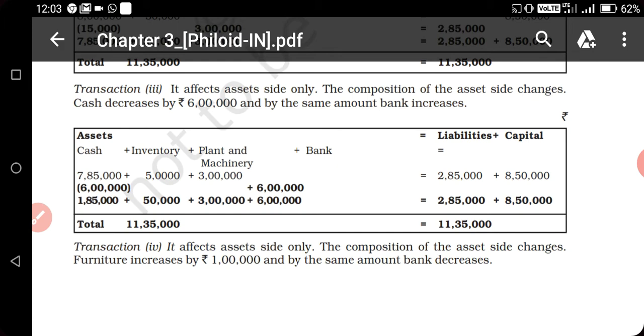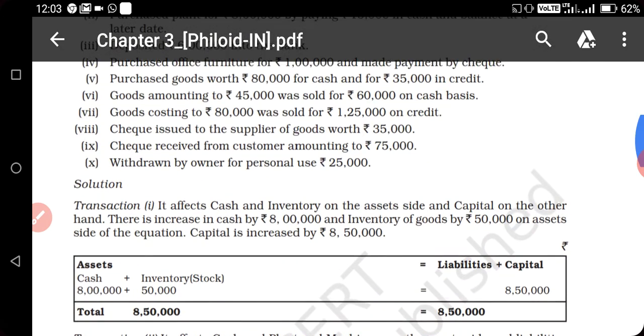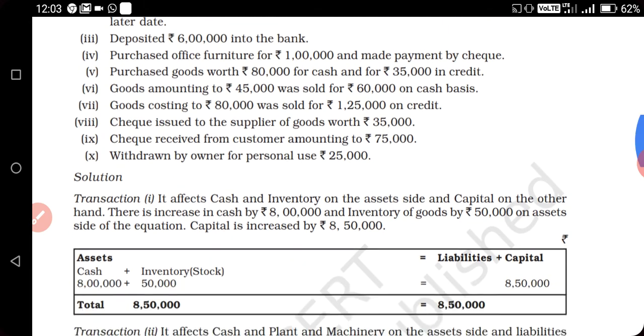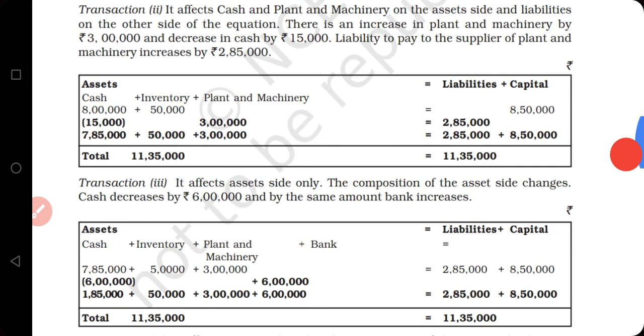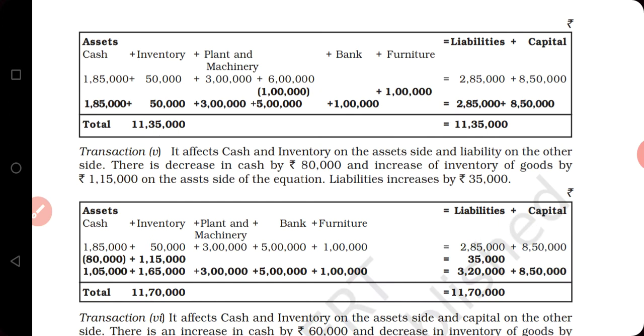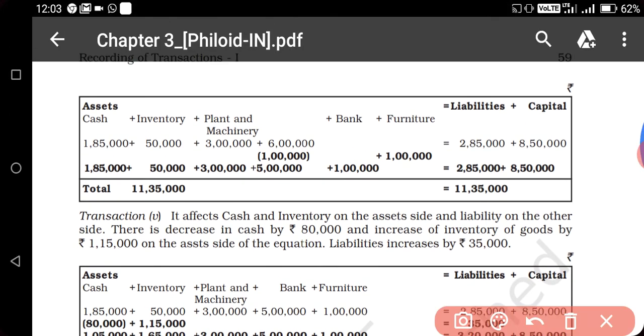Now transaction number 4. Purchased office furniture for rupees 1 lakh and made payment by check. So we have purchased the office furniture. So office furniture is the asset. So we will make another title under the asset, furniture. Under the furniture, we will write rupees 1 lakh because we have purchased furniture. That cost is rupees 1 lakh.